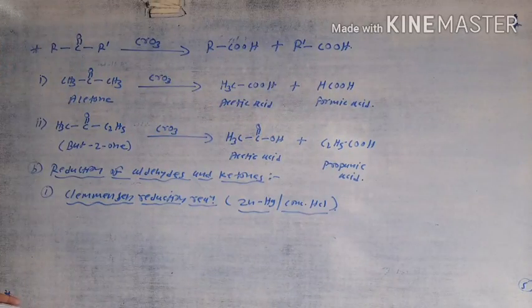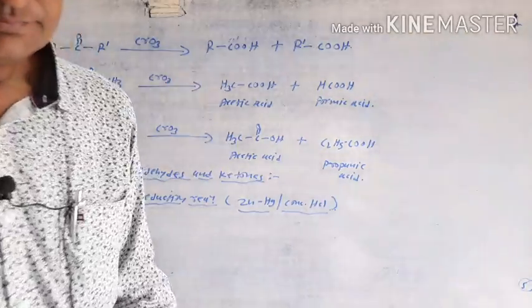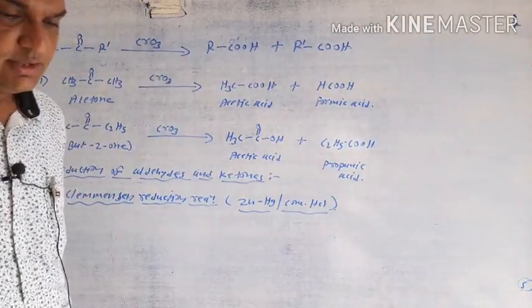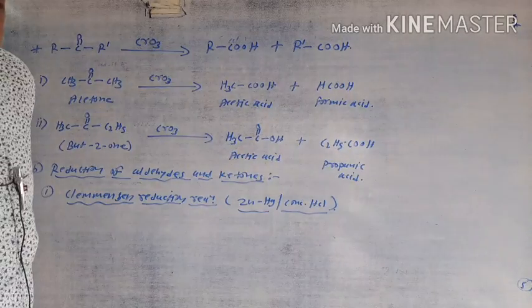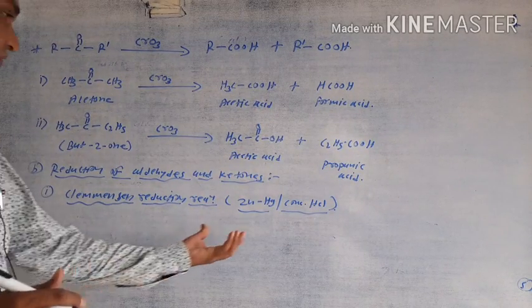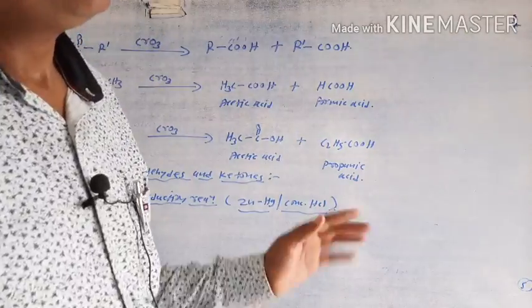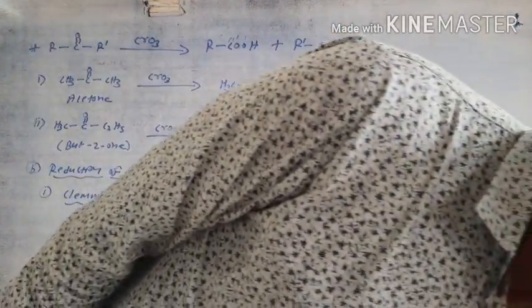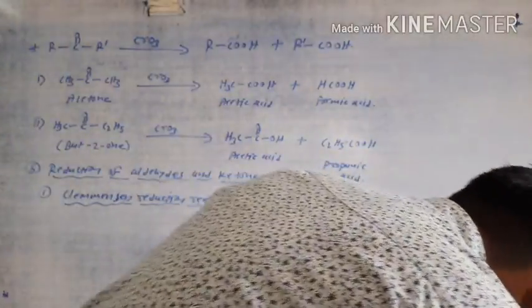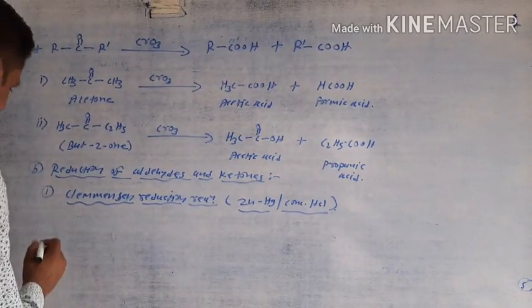This is a very simple and famous reaction, in which the carbonyl group of an aldehyde or ketone is converted into a methylene group after reaction with Zn amalgam in presence of concentrated HCl. This overall reaction is called the Clemmensen reaction.